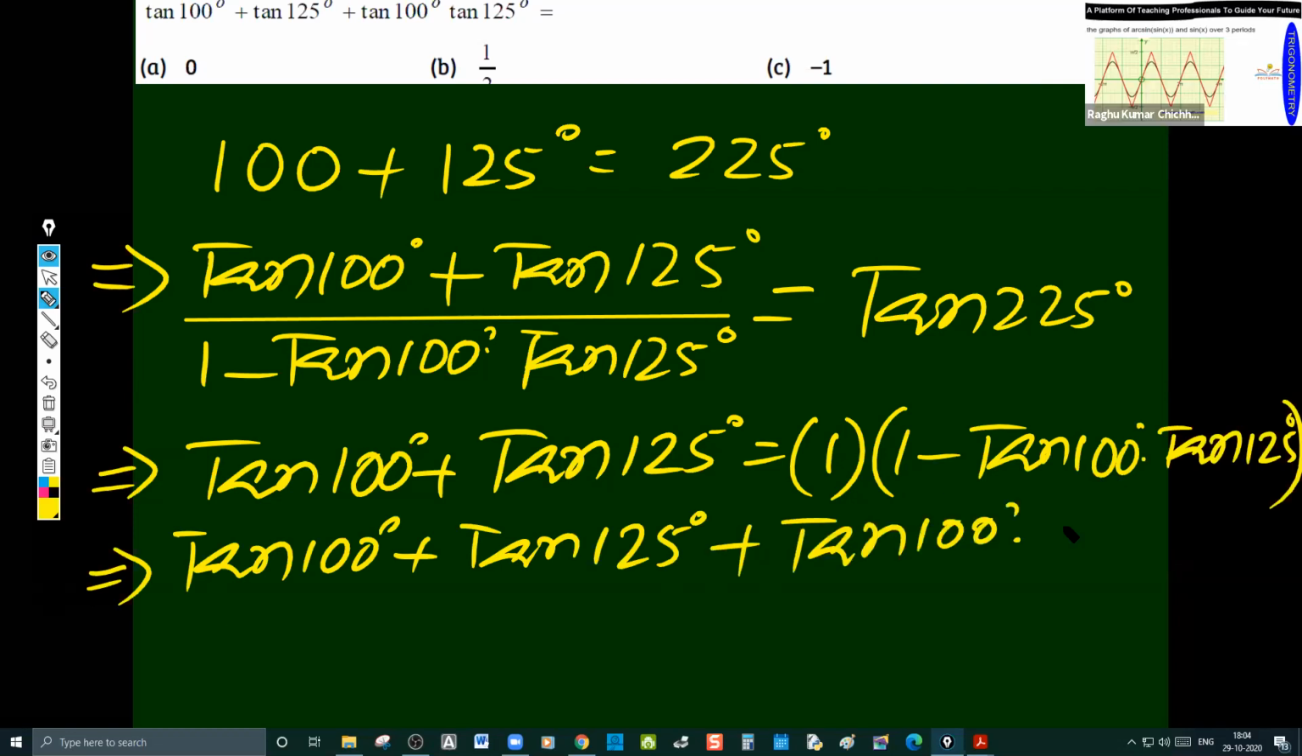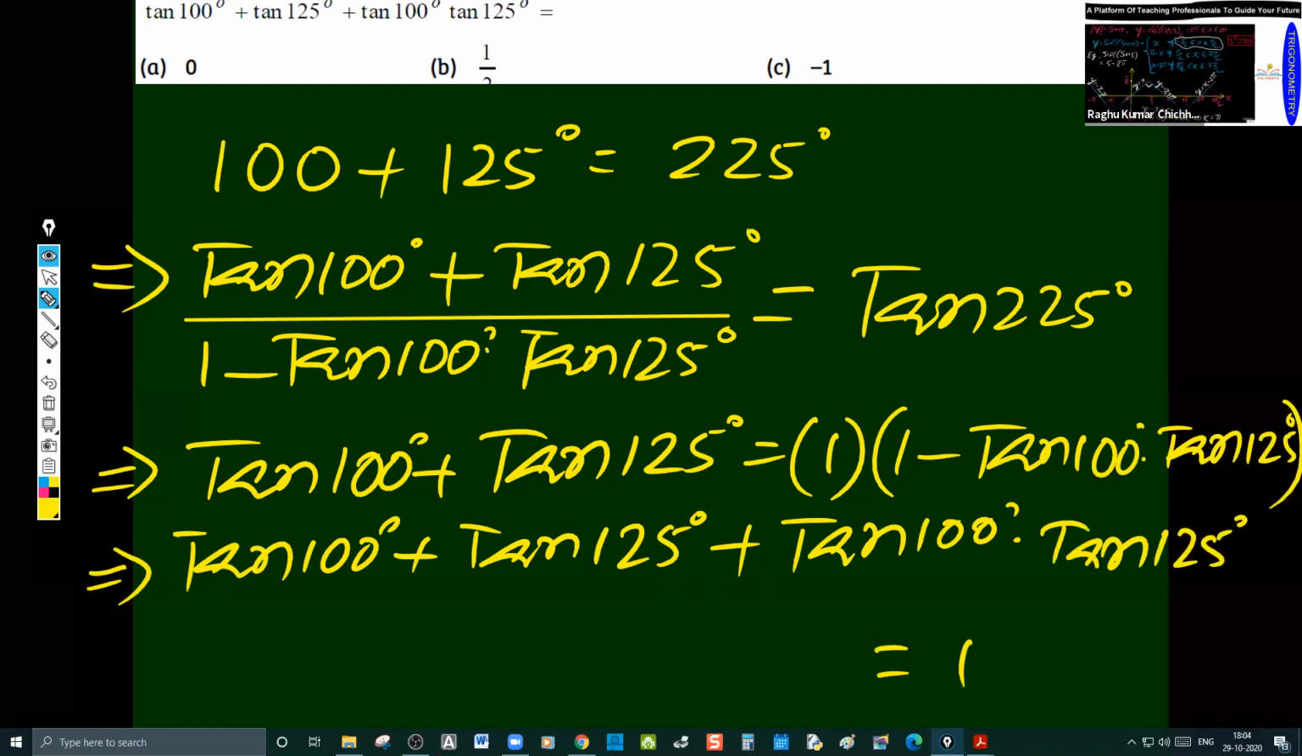Now this is tan 100, tan 125, brought to that side becomes plus, is equal to 1. That's it.